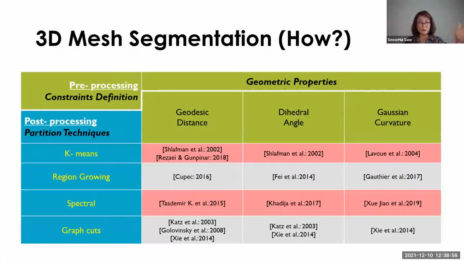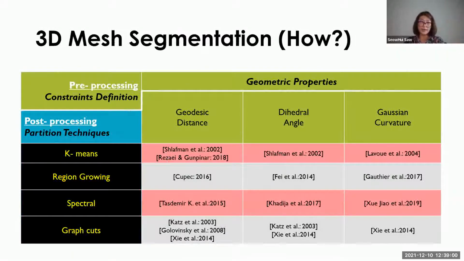Now, how about the existing partition techniques that are used in the post-processing? The partition techniques that you are seeing here are used to define the cutting edge or the clustering approaches, which include K-means, region growing, spectral clustering, and graph cuts. As you can see later, these techniques are commonly used in image segmentation. That's why we are borrowing techniques from image segmentation to apply in 3D mesh segmentation.